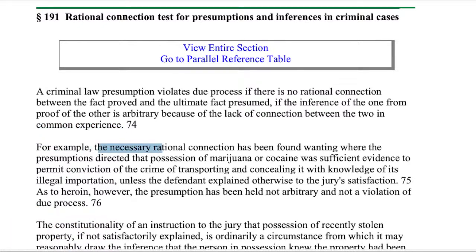For example, the necessary rational connection has been found wanting where the presumptions directed that possession of marijuana or cocaine was sufficient evidence to permit conviction of the crime of transporting and concealing it with knowledge of its illegal importation, unless the defendant explained otherwise to the jury's satisfaction. As to the heroin, however, the presumption has been held not arbitrary and not a violation of due process.